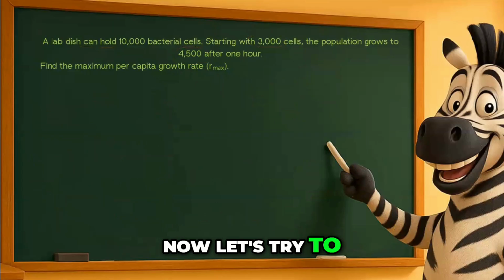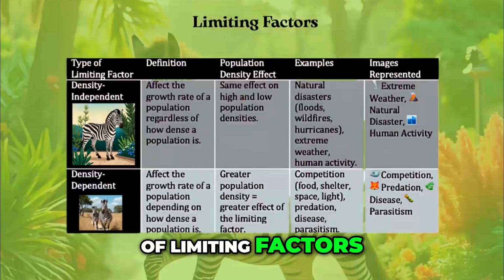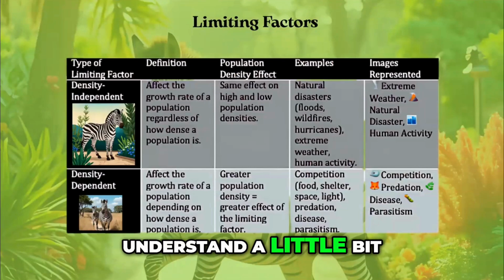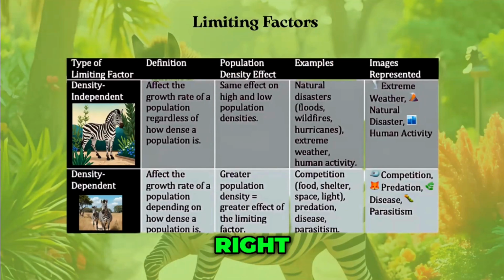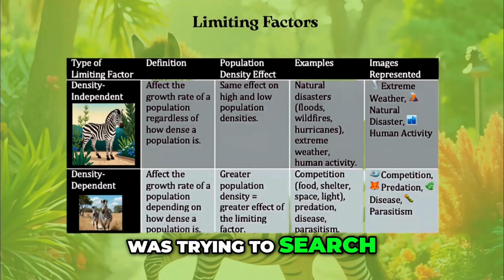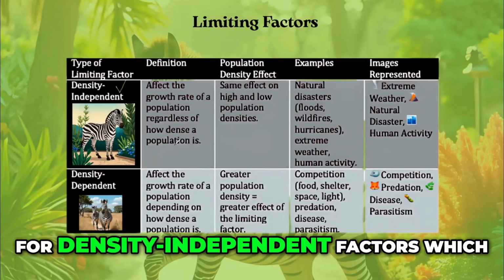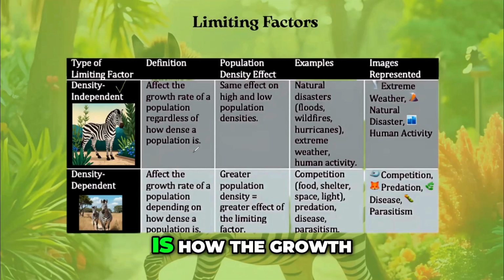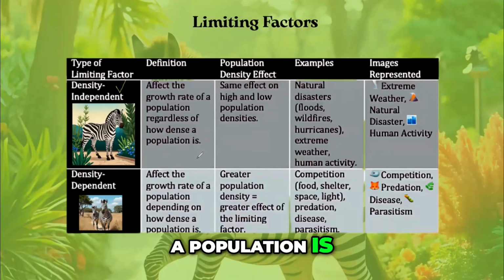Now let's try to tackle the other concept of limiting factors. So now that we understand a little bit more about Ed, we understand that he was running, right? And he was running in Tennessee because he was trying to search for something. He could be searching for density independent factors, which is how the growth rate can be affected based on how dense a population is. So same effect as if it's high or low.